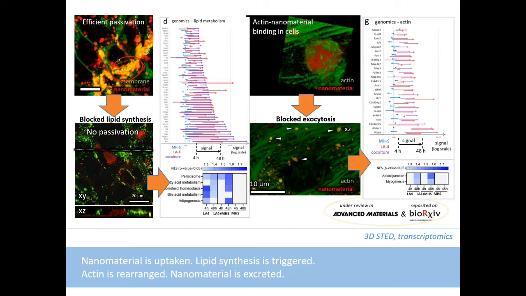Because it's so late, we think that the lipids are synthesized as a response to exposure. Indeed, if you block the lipid synthesis, then at the same time point you see no quarantine, no composite structures. And if you do transcriptomics and check the lipid metabolism, the red arrows all down here represent the response of the epithelial cell. They have hugely upregulated lipid metabolism, and you can also see the pathways highly upregulated.